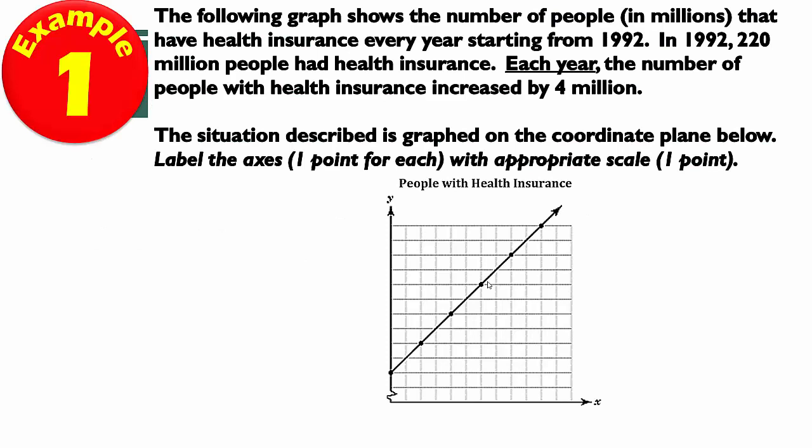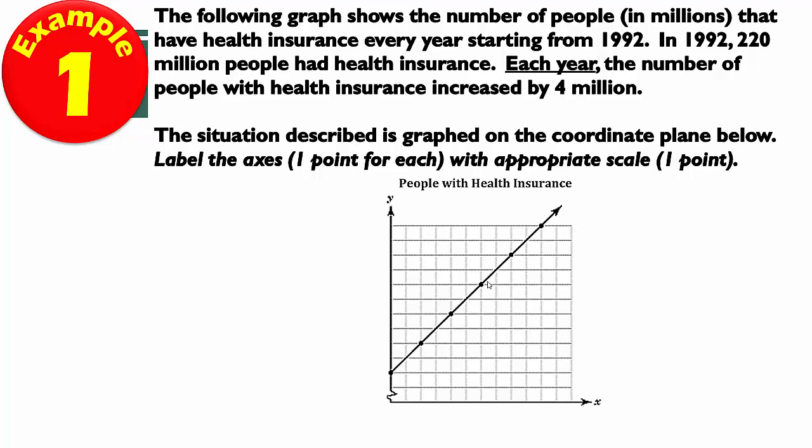Example 1. The following graph shows the number of people in millions that have health insurance every year starting from 1992. So in 92, 220 million people had health insurance, and each year the number of people with health insurance increased by 4 million. This problem is graphed on the coordinate plane below, and we want to label the axes with the appropriate scale.